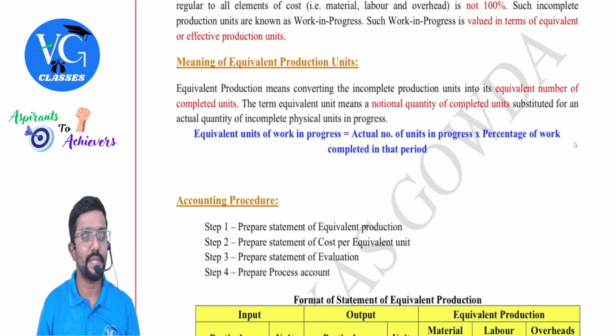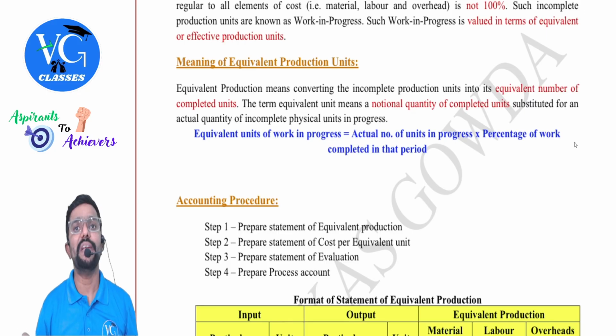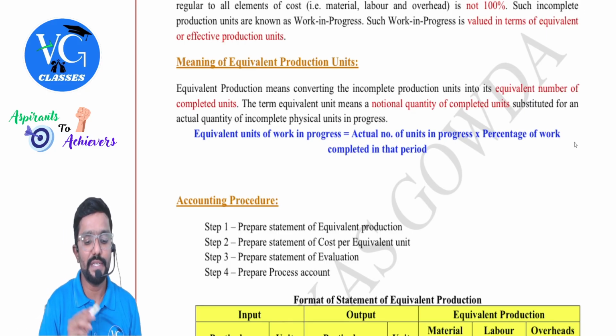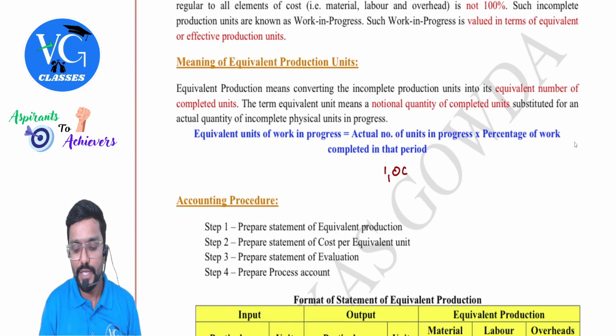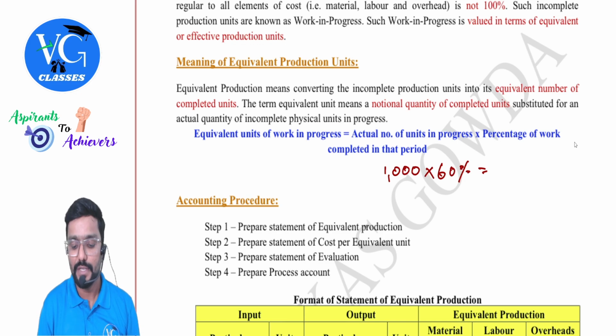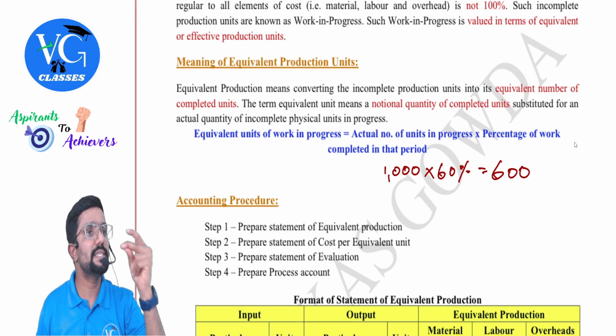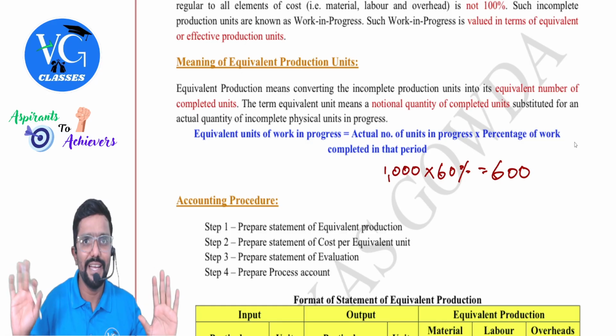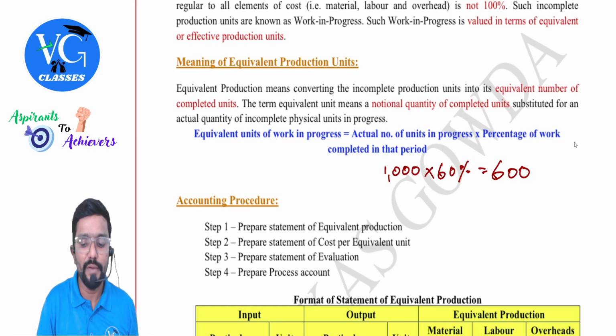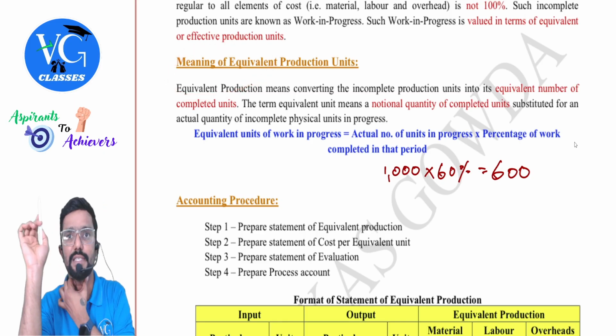Guys, for work in progress, we should always calculate equivalent units. What are equivalent units, sir? Assume there are 1000 units of closing work in progress on which we have done 60% work. What is the number of equivalent units? 600. Sir, what is the meaning of it? It means if 100% work was done, how many units would I have completed? 600. I'm not done. Equivalent units are only for calculation purposes.